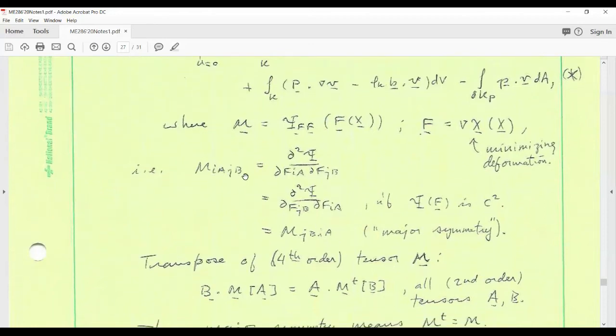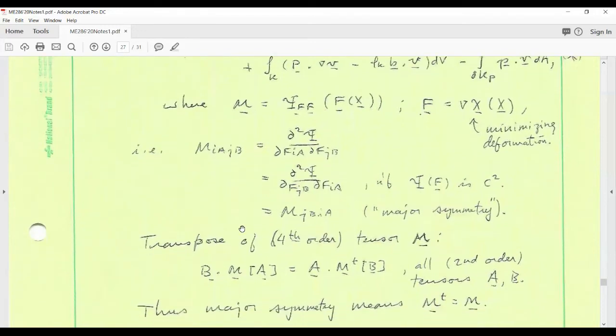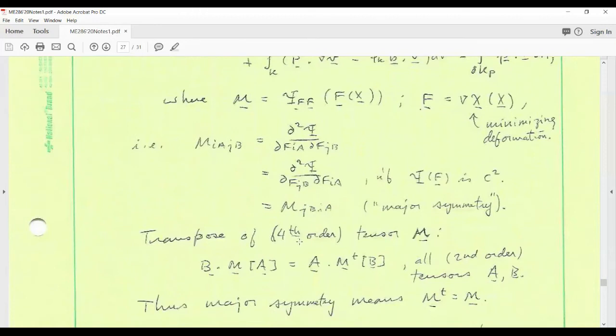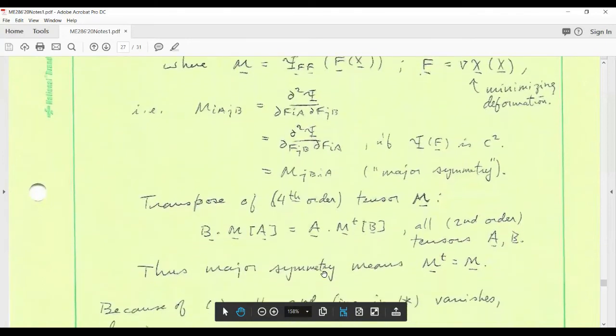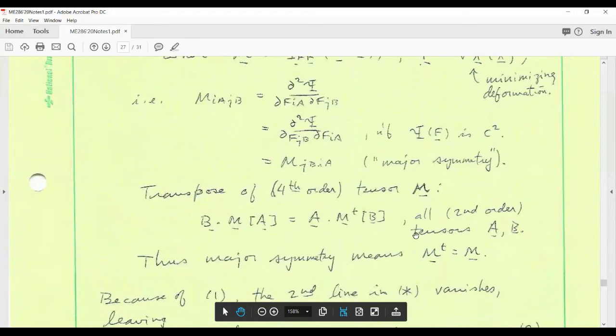That reminds us of the notion of symmetry for an ordinary second order tensor, which involves the definition of transpose. We can make a similar definition of transpose for fourth order tensors. For a fourth order tensor, the definition of transpose is this. M transpose is such that for any second order tensors A and B, A inner product M transpose operating on B is the same as B inner product M operating on A. That's identical to the standard definition of transpose. And this now is for all second order tensors A and B.